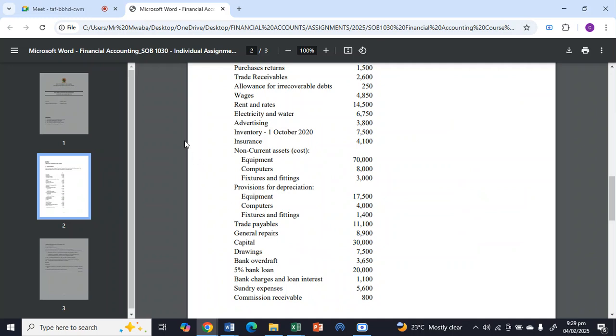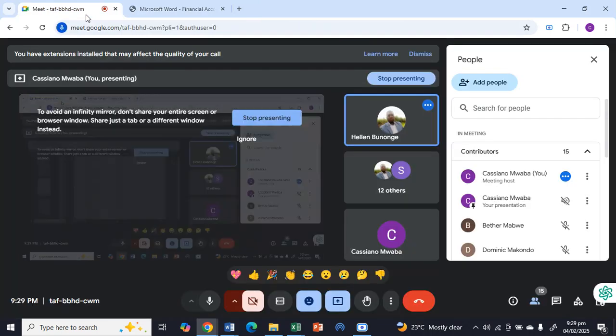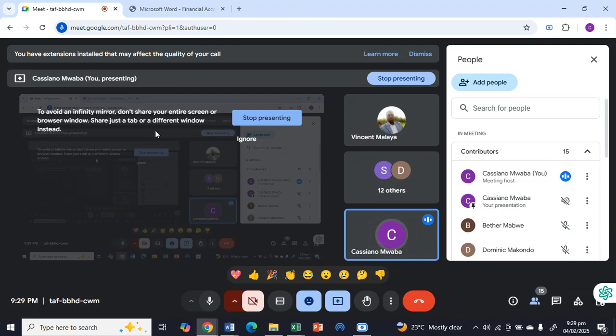No. No, sir. Please do not put capital on the income statement, anywhere in the trading account or the statement of profit or loss. Please.